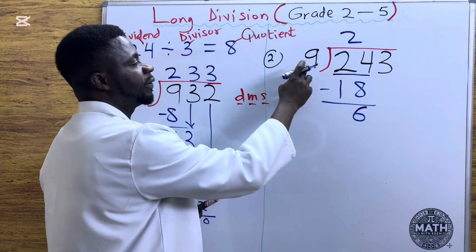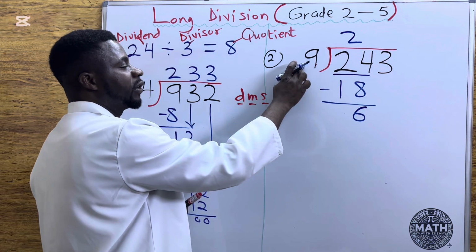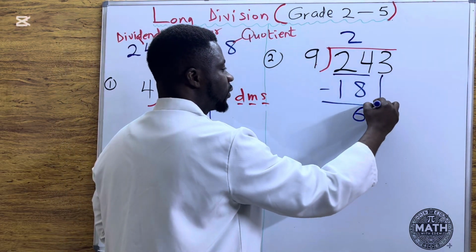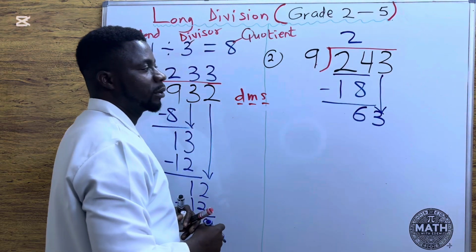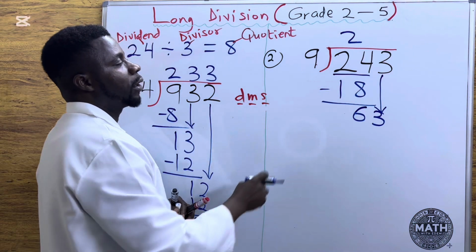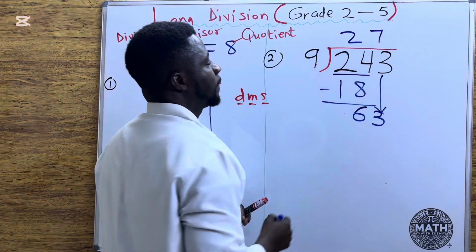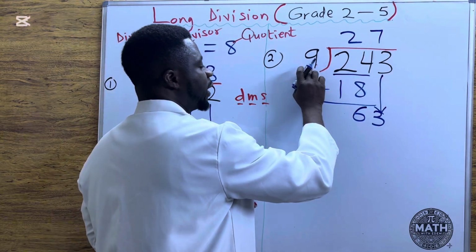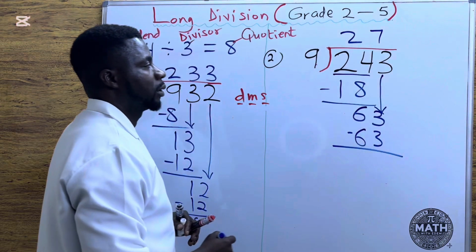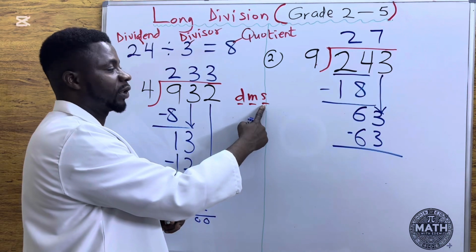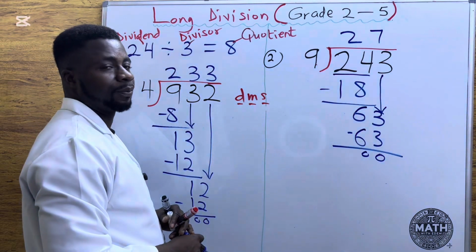Now 6 divided by 9, it cannot. Okay, 6 is too small. We cannot divide by 9. So the next step is to bring the 3 down. So that gives us 63. Okay, now look at the multiples of 9, which is the closest to 63. It is 7. So 7 times 9 gives us 63. The last step is to subtract. So when we subtract, we get 0.